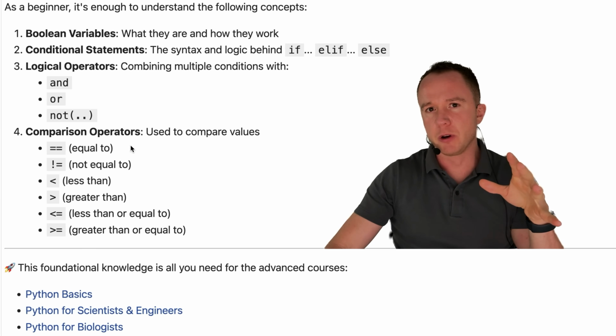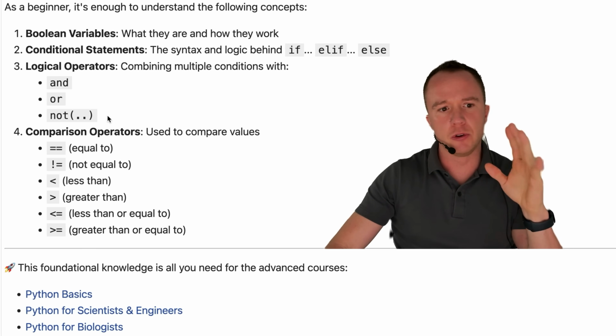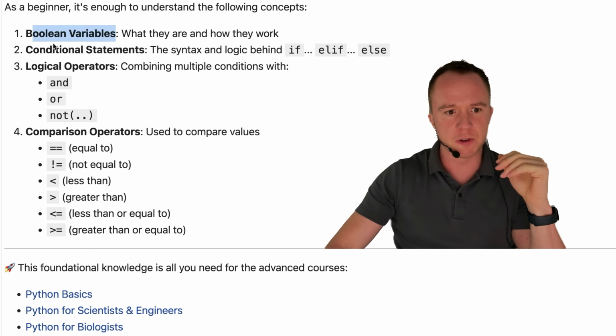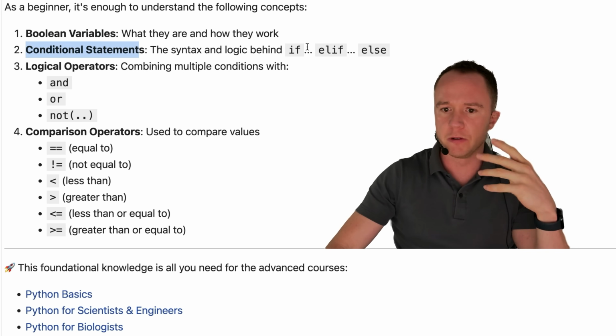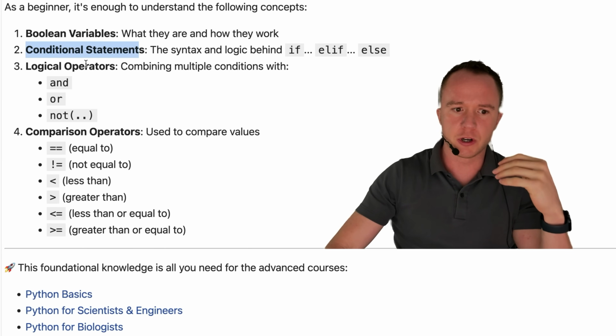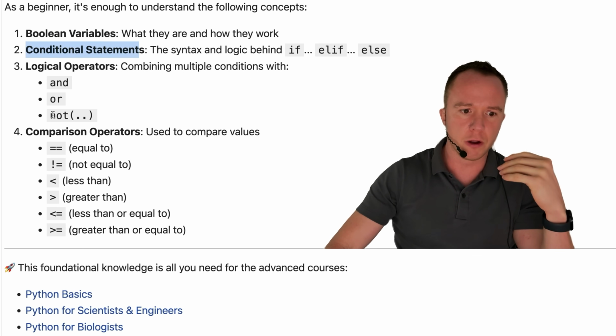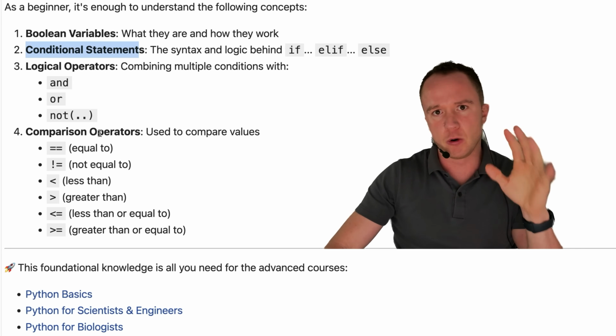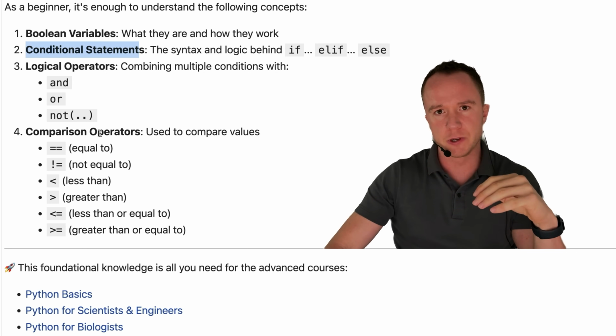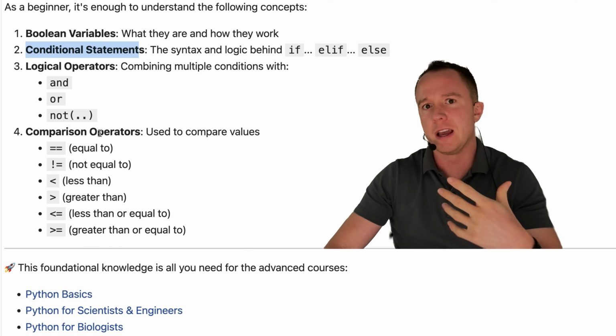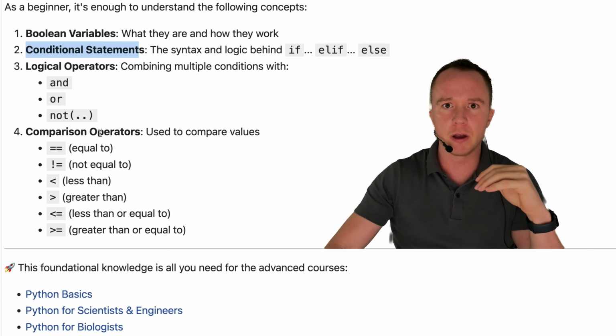This might have been quite a bit of theory in this section. However, if you do understand now what Boolean variables are, how conditional statements work, so if, elif, and else, how to use the logical operators and, or, and not, how the comparison operators work, that's all the foundational knowledge you need for the advanced courses, and it's about 80 to 90% of the knowledge you'll ever need when it comes to if statements in Python.